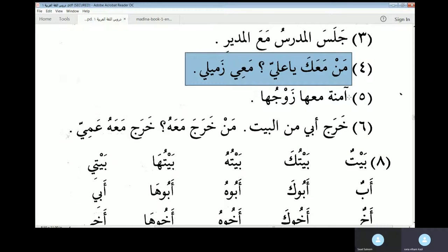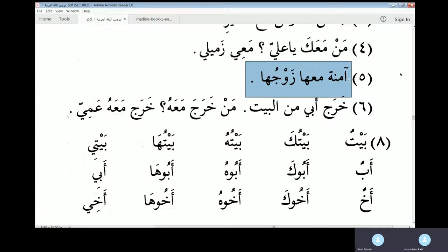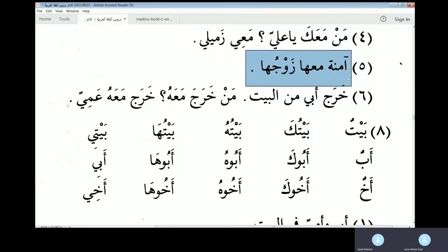Man maaka ya Aliyu? Who is with you, O Ali? Ma'i zamili. My roommate is with me. Aminatu ma'aha zawjuha. Amina is with her husband.